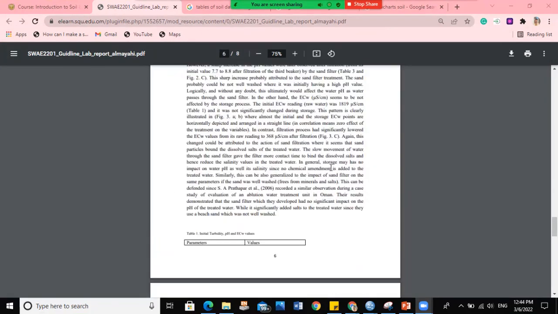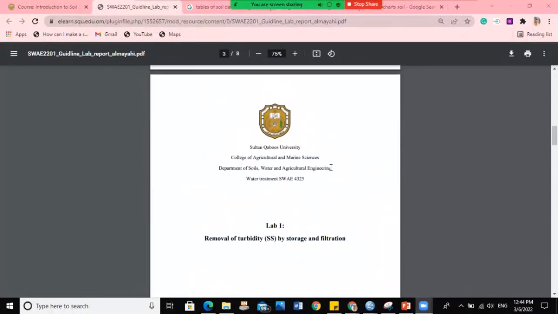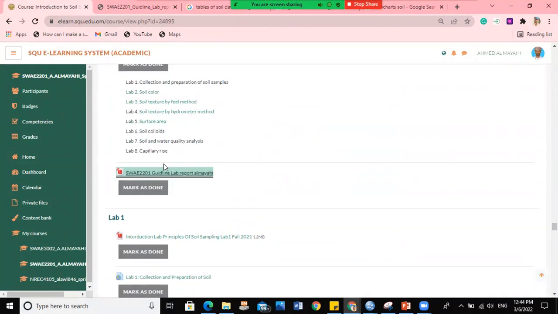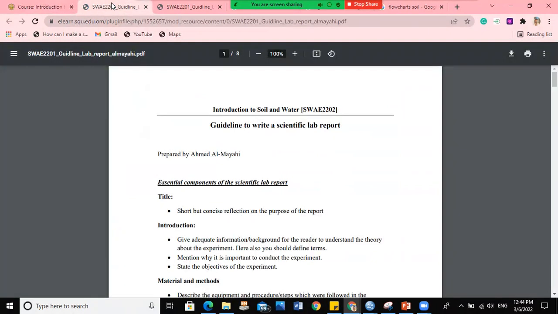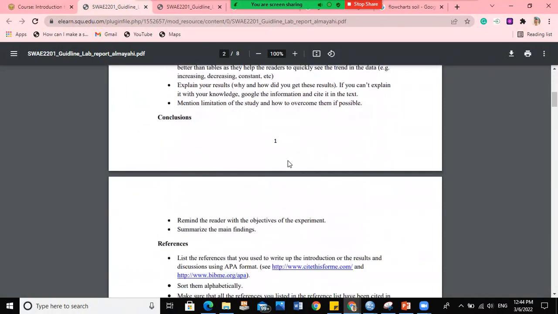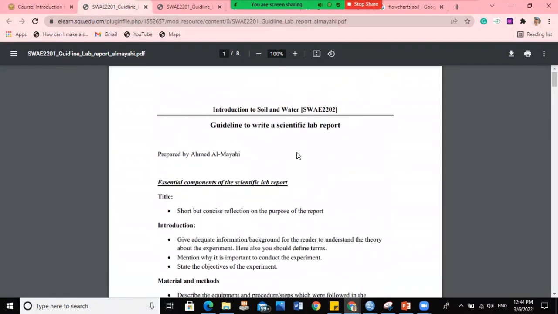All right, so now what is a lab report and what should you have in order to have a good lab report? To answer these questions, go to the model and go down to the labs, and you will see something written: guideline lab report. Open this file, and you will see a guideline guiding you step by step on how to write a good report. It also has an example of a lab report.